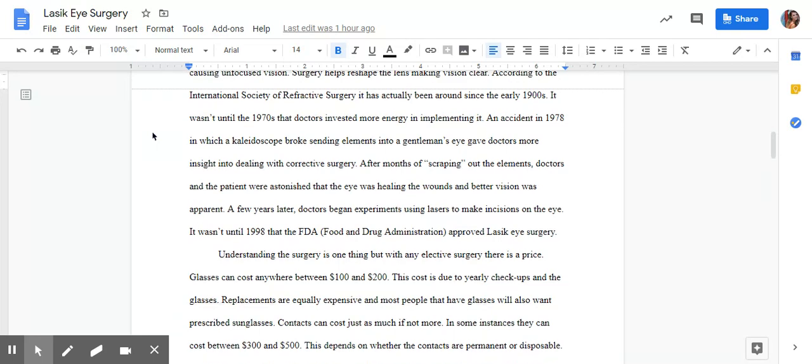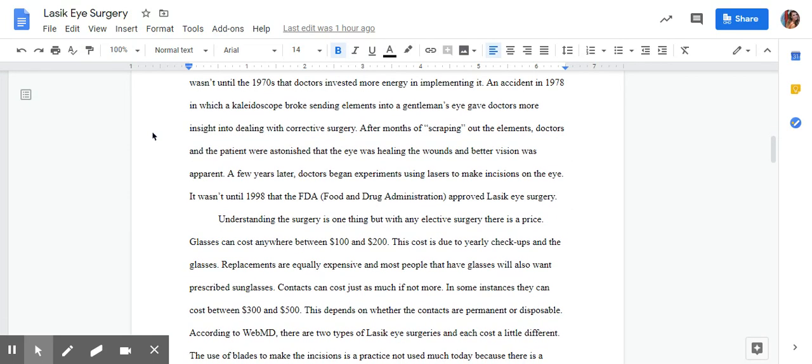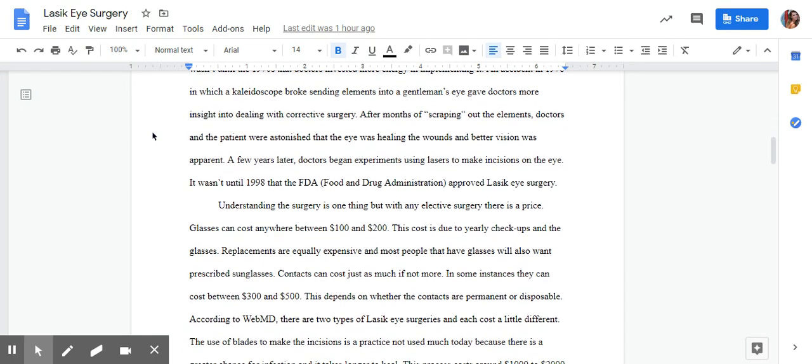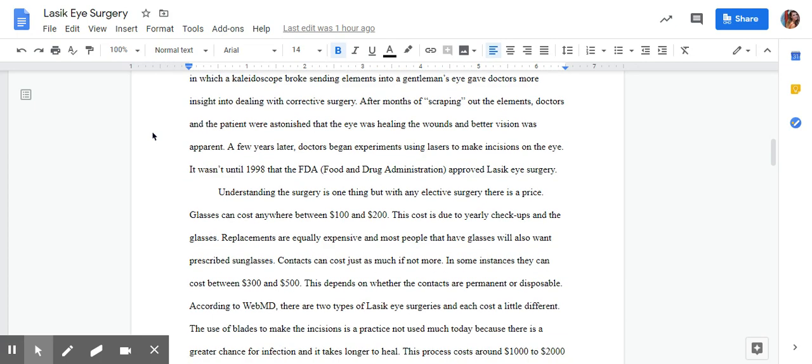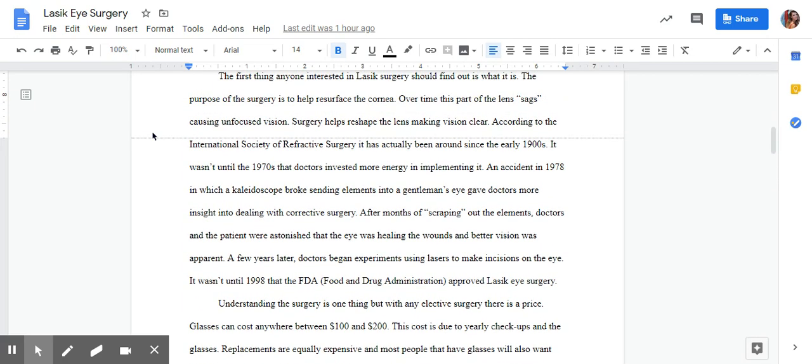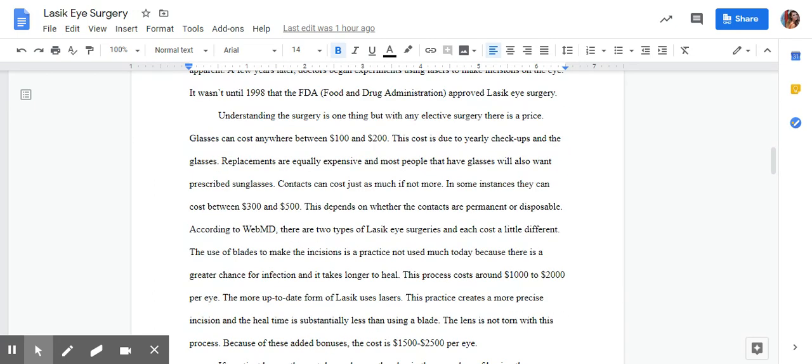A few years later, doctors began experiments using lasers to make incisions on the eye. It wasn't until 1998 that the FDA, Food and Drug Administration, approved LASIK eye surgery. Just a heads up, there's tons of evidence and analysis in that already.